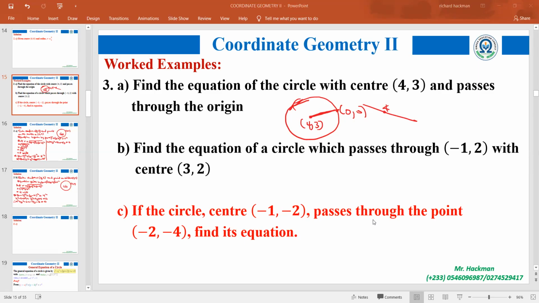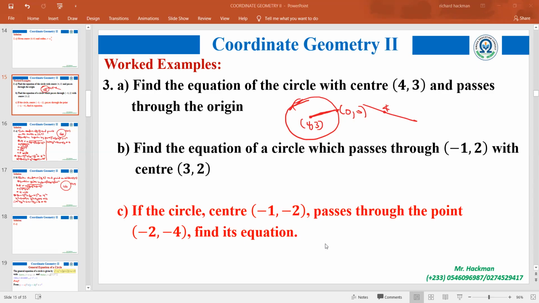Gloria? Please, I learned how to find the radius using the center and the point. Okay, very good. And therefore, you use it to find your equation. Okay, all right. Any other?